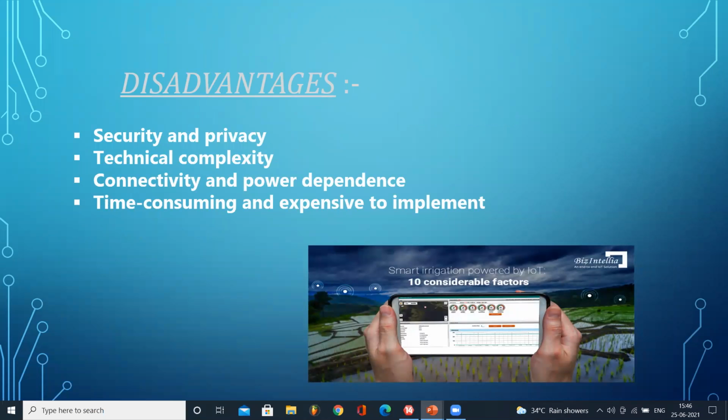From here, my co-presenter Arijit Das will continue the rest. Now we have some disadvantages too in this IoT smart plant monitoring system. The disadvantages are: we have some security and privacy related problems. There is too much technical complexity. There are some connectivity and power dependencies too. Without power, we cannot run the system. It is also time consuming to set up, and it is quite expensive to implement. Please go on to the next slide.